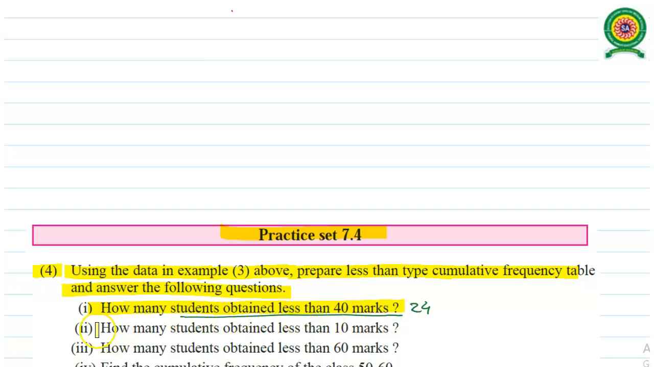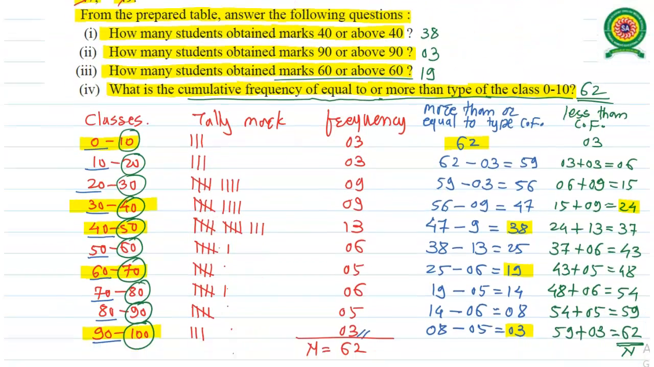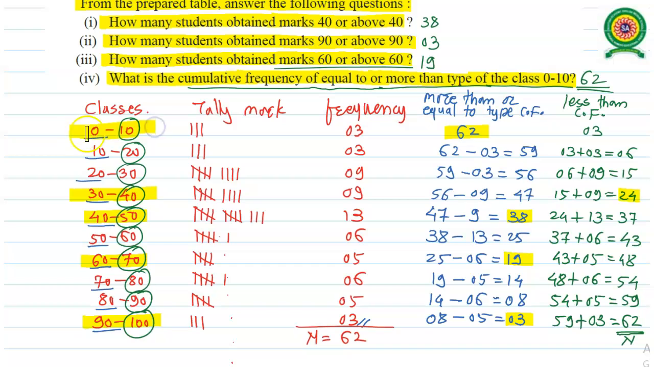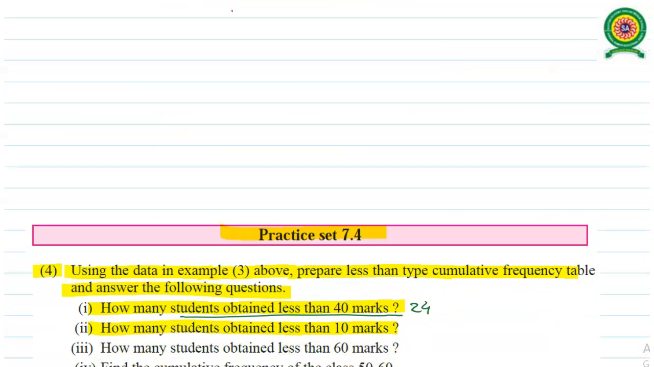Look at the next sub question. How many students obtained less than 10 marks? So less than 10 means the first class we are having, 0 to 10. Less than 10, number of students we have is 3. So the second sub question has the answer: 3 students obtained less than 10 marks.